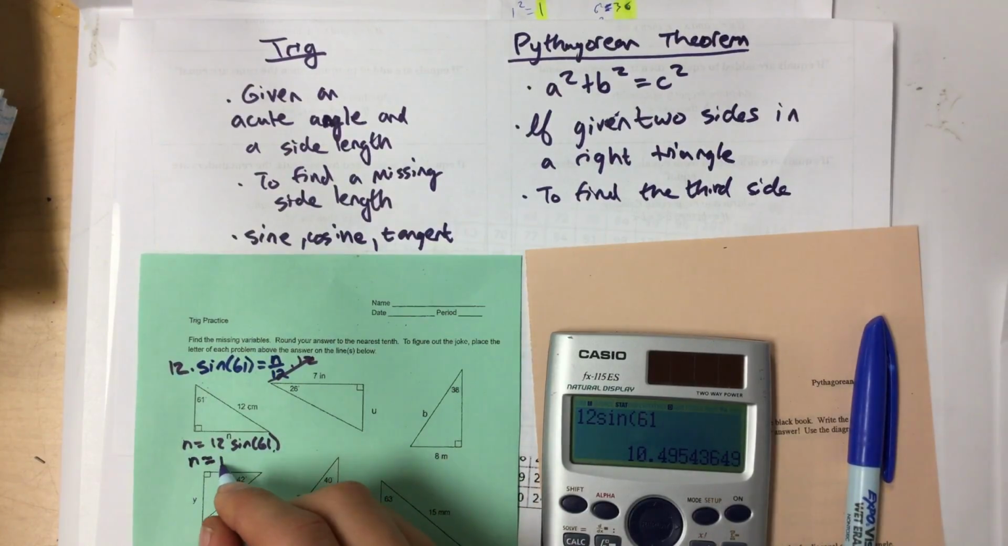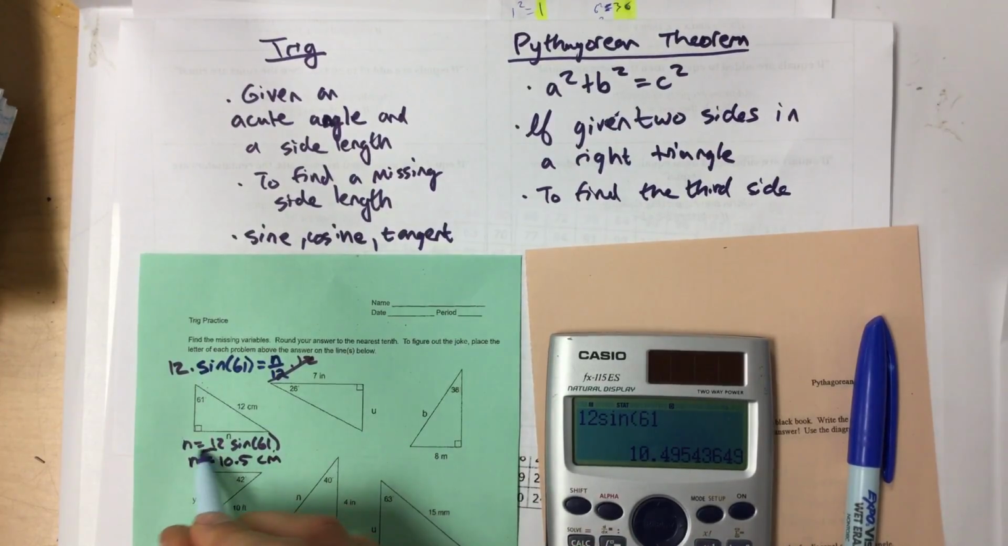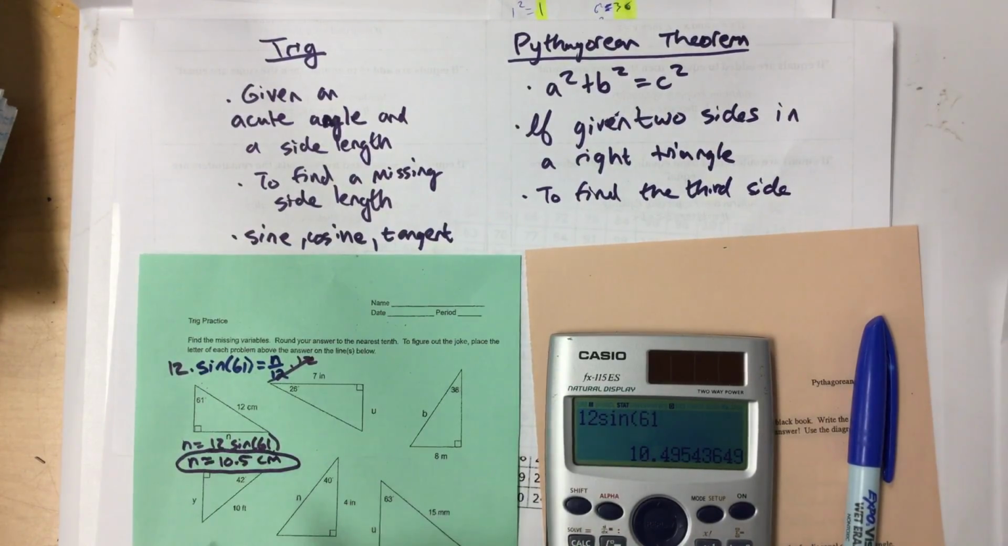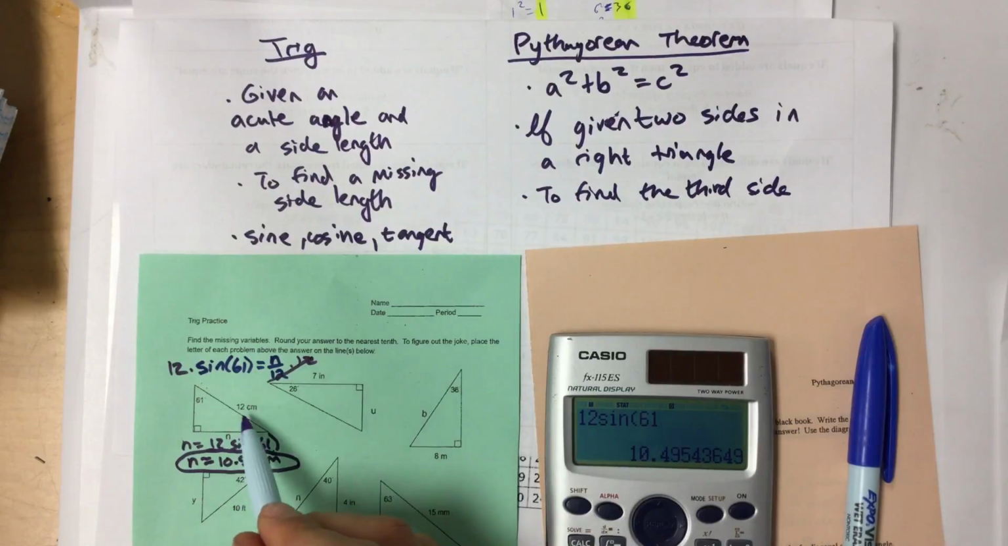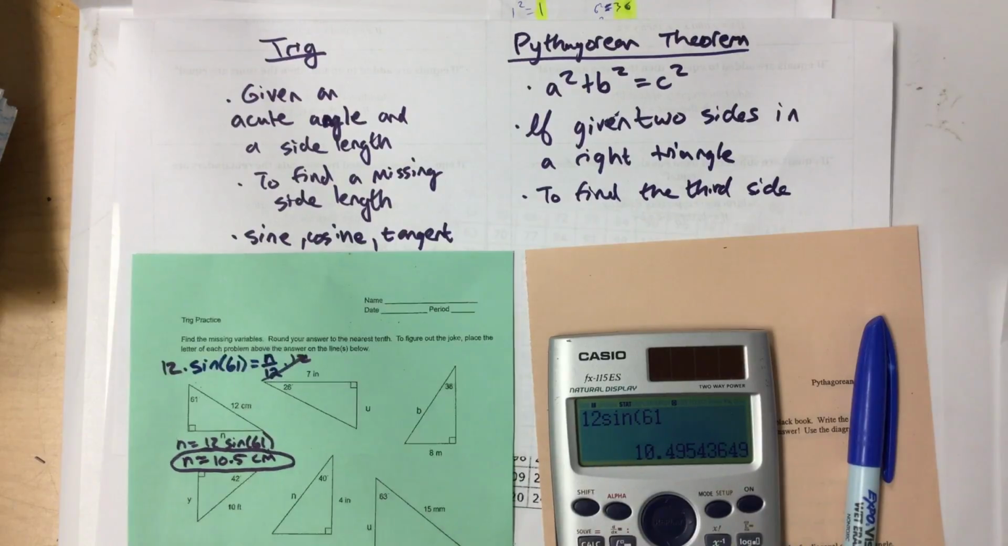So this one will be approximately 10.5, approximately because I rounded, and don't forget your units, centimeters. And just as a double check, this is the hypotenuse, 12 centimeters. That's our longest side always. So if we got an answer here that was longer than 12, we would know we did something wrong because it can't be. It's one of the two legs, which are shorter than the hypotenuse. So it looks like our answer is reasonable, and then we'll move on to the next problem.